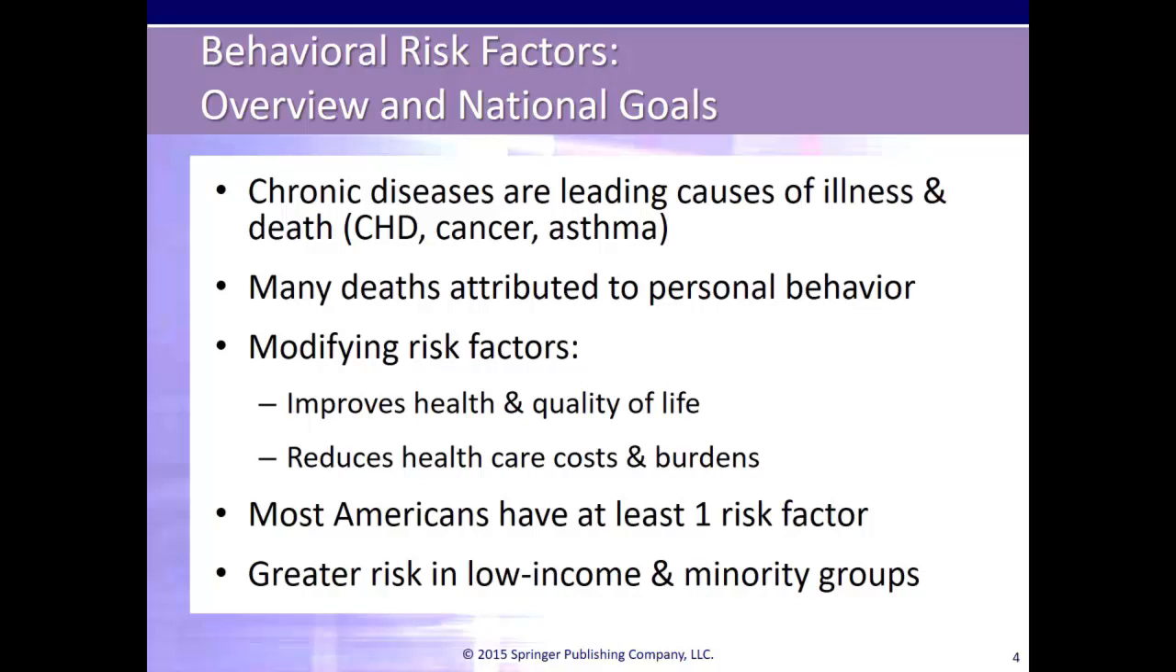We know that personal behaviors are associated with increased or decreased risk for illness and death. The most important of these are tobacco use, alcohol abuse, sedentary lifestyle, unhealthy diet, and being overweight or obese. Modifying these behaviors is associated with improved health and improved quality of life, as well as a reduction in healthcare costs. Over 90% of us have at least one of these risk factors, with over half having two or more. Individuals with multiple risk factors tend to be low income and belong to a racial or ethnic minority group.